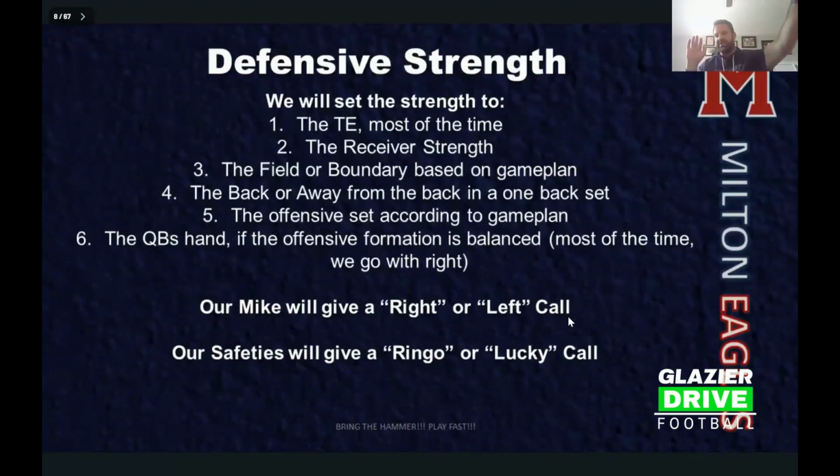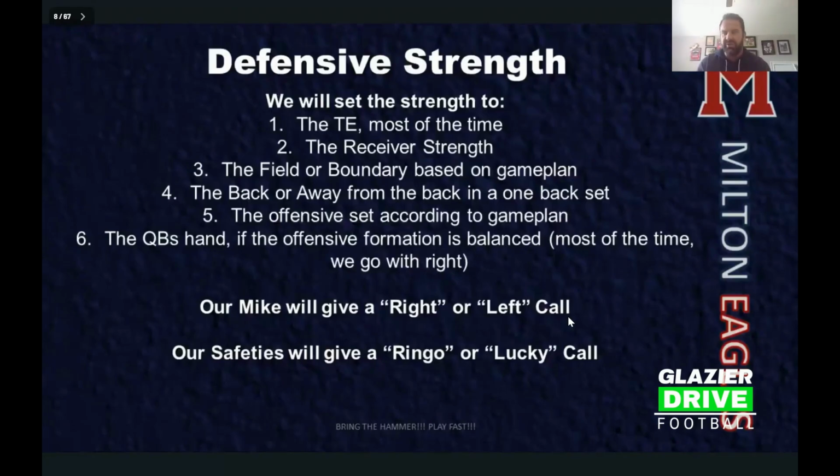We could have the strong side of the defense over here, but have the strong safety on the other side based on what we want matchup wise with the receivers. So we always have a way to get our back end lined up the way we would prefer, not just based on the strength call that the Mike calls.